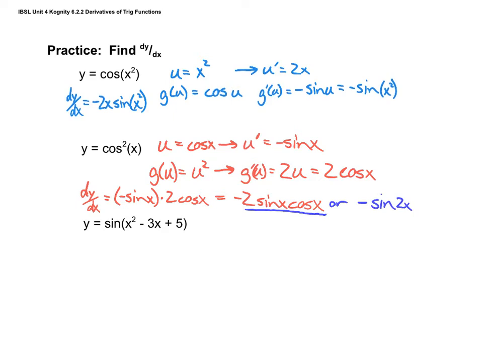Alright, let's check out our last example and then we'll do some practice here. We've got y equals sine of x squared minus 3x plus 5. What's the u in this case? x squared minus 3x plus 5. So that means u prime equals what? 2x minus 3. Is everyone with us? Yes.